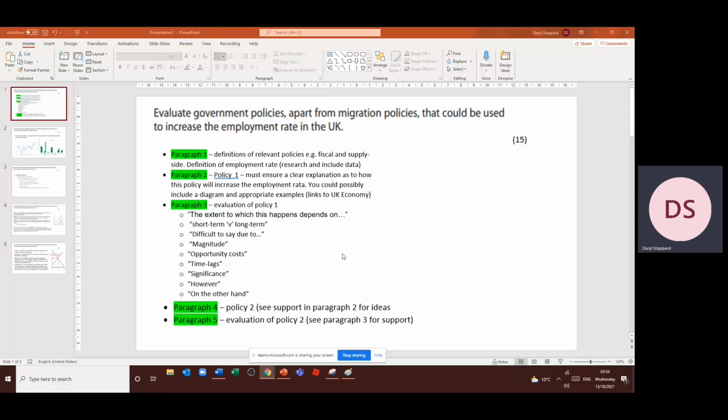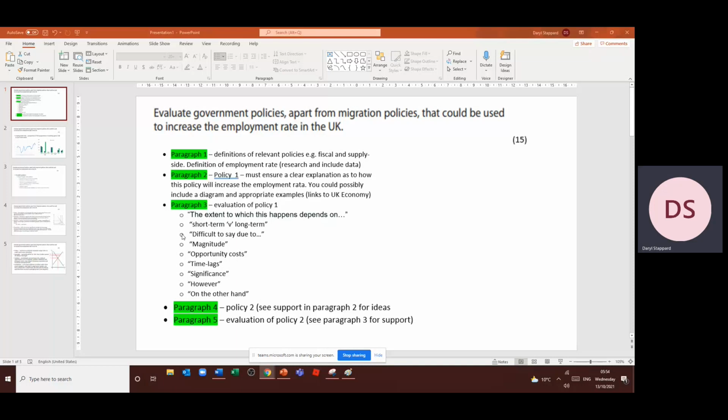Now, paragraph 4 is the same as paragraph 2. You would give a second policy, and you would explain how that policy could be used to increase the employment rate. And then finally, in paragraph 5, you would evaluate that second policy.